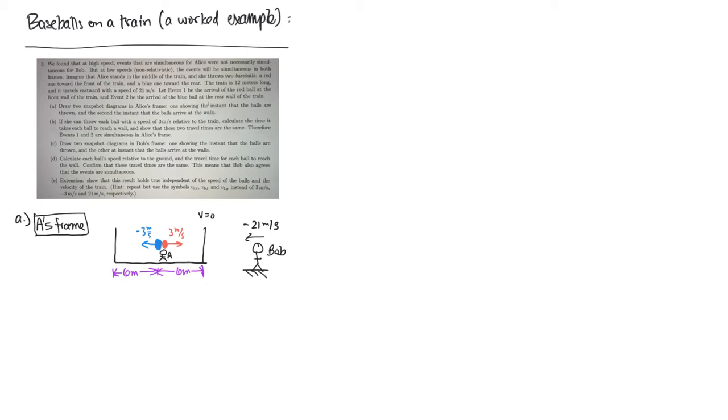Okay, so I've drawn the picture in Alice's frame at the time of launch, and then we can sketch the same scenario after the balls arrive, or the instant the balls arrive. And again, this is in Alice's frame. Bob will have moved, actually. Let me make sure that I put Bob in the right place here. Bob will have moved over and continues to move at minus 21 meters per second.